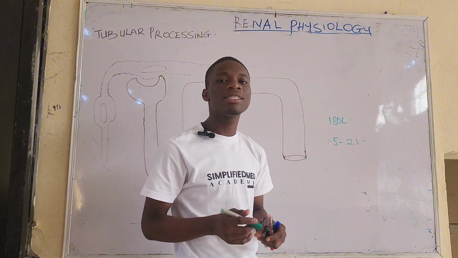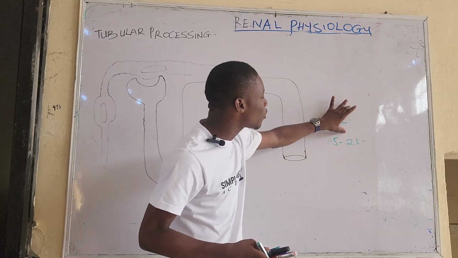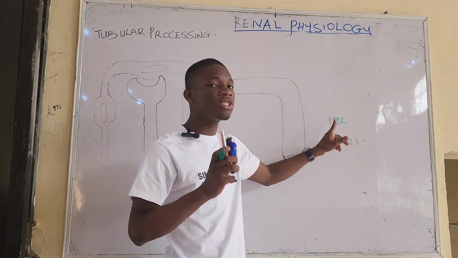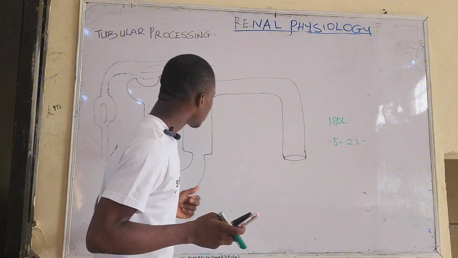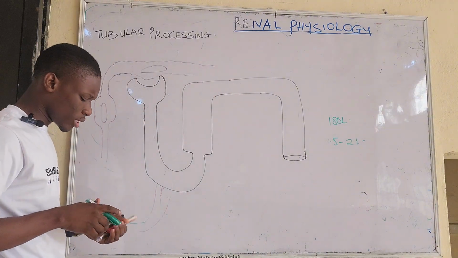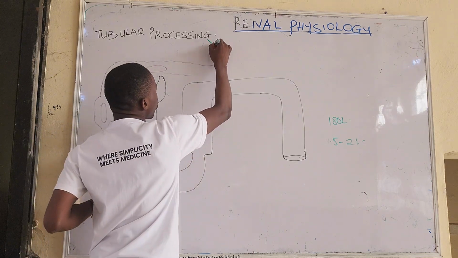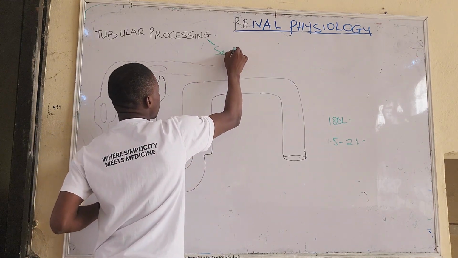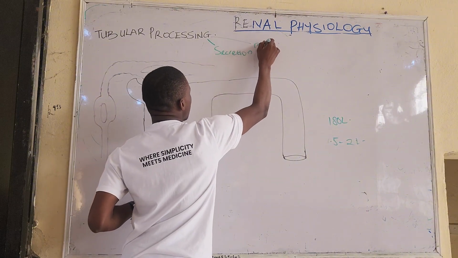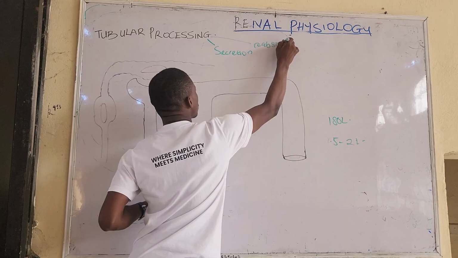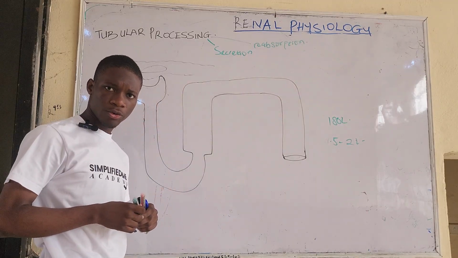That is just the mechanism of tubular processing. Are you following me? It's basically how the 180 liters that was filtered through your daily GFR became your total urine output of 1.5 to 2 liters. Tubular processing has two components. One part we call secretion, and another component is called reabsorption. So in the course of this video, we'll be looking at two aspects: secretion and reabsorption. Are we following?